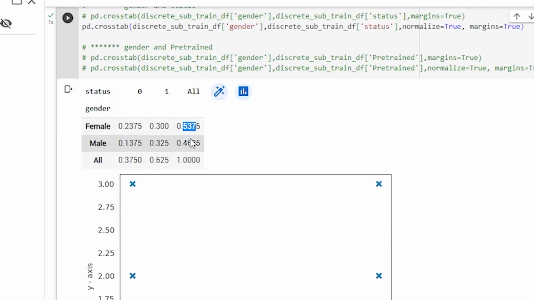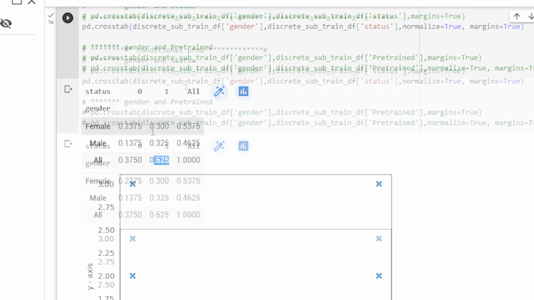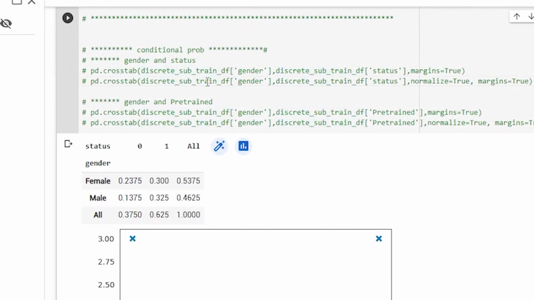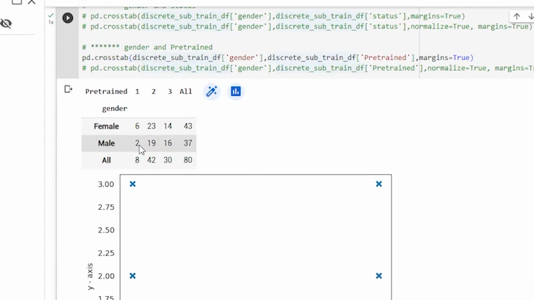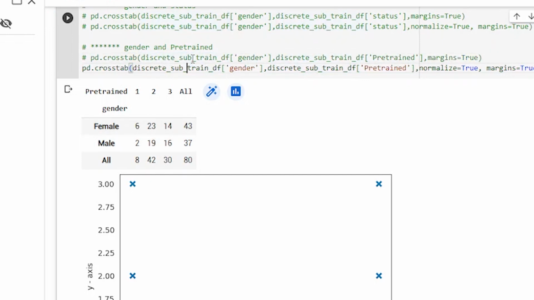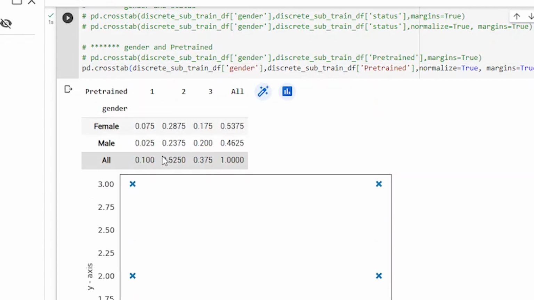Marginal distribution is read from the edge of the cross tabular table. This is the marginal for the status of 0, and the marginal for the status of 1. If we go back, we will see the same. The same thing we could do with the gender and pre-trained. So these are the counts. Just by counting, you could see female with pre-trained status of 1, they are 6, 23, and 14. Let's go ahead and look at the percent as well. It's also intuitive, just by reading the data.